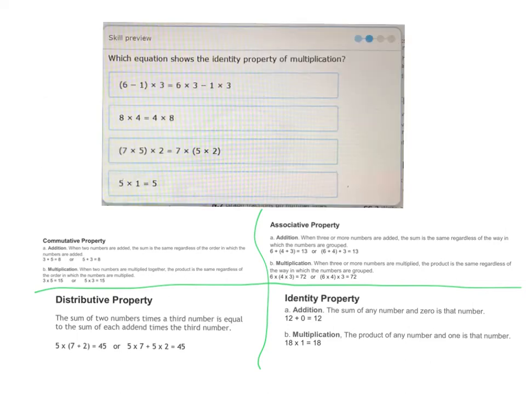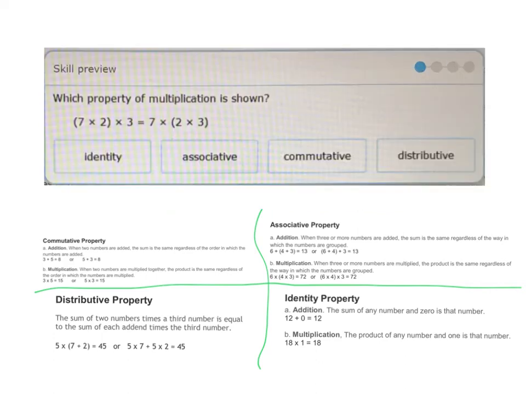84. This one says, which equation shows the identity property of multiplication? So again, the identity property, the product of any number and 1 is that number. So very simply, this one down here. 5 times 1 is 5.